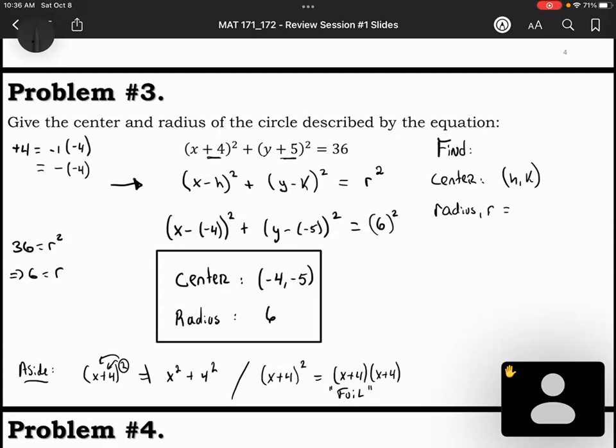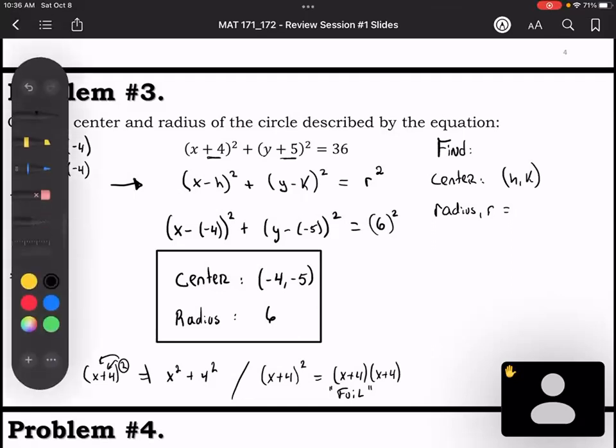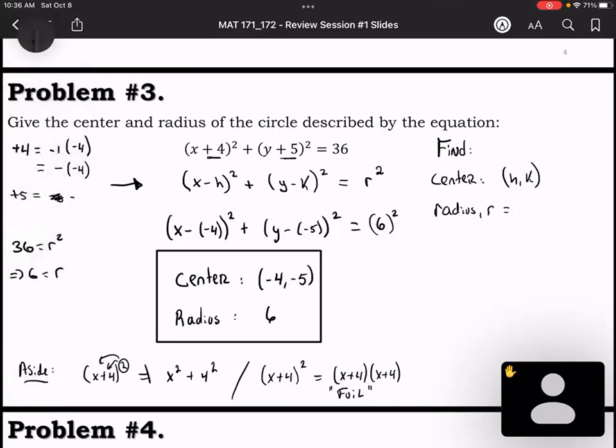I'm doing some sort of rewrite. For example, the positive 4, I rewrote it as the negative of -4 from the given equation. And the same thing with the positive 5: you rewrite the positive 5 as the negative of -5. The only thing you're actually doing, well, not really squaring, but taking the square root. Since 36 is equal to r², when you take the square root of both sides, you get that 6 is equal to r. Okay.